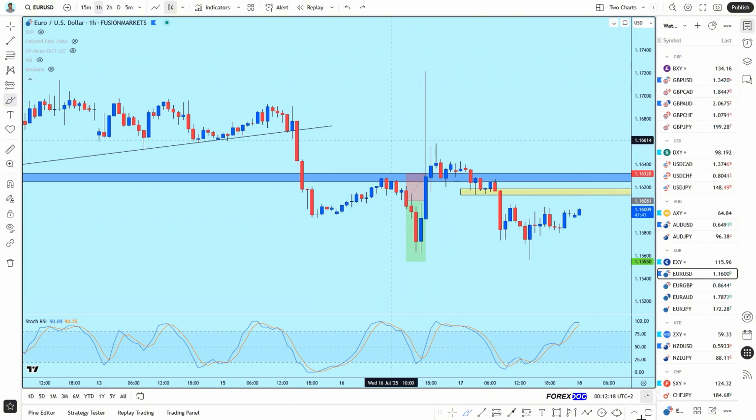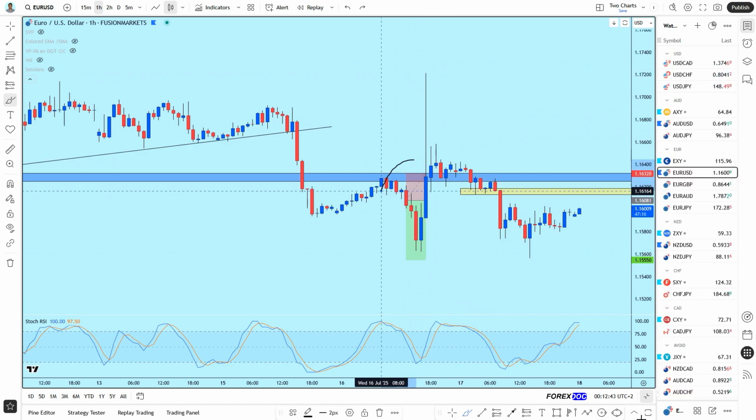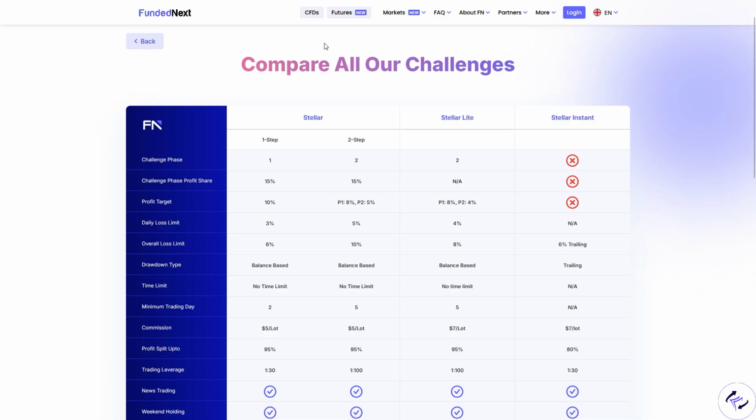This crazy move happened all across the market, so basically on every pair you will see these crazy moves. Now I also took this trade on my FundedNext Stellar account. I have 50k FundedNext Stellar account with 2 steps.